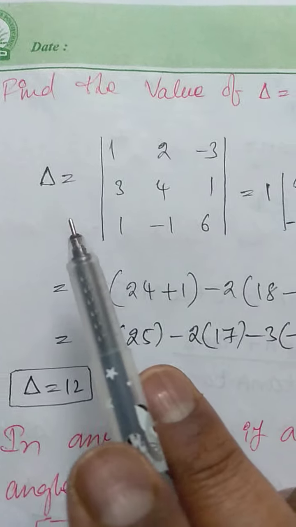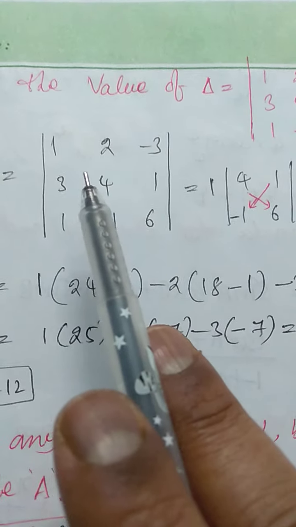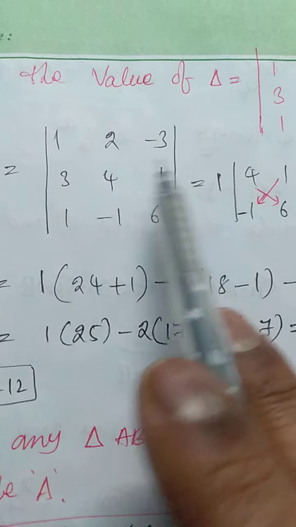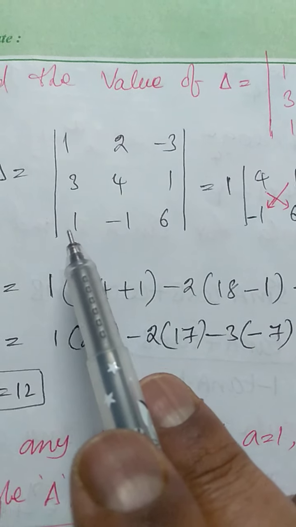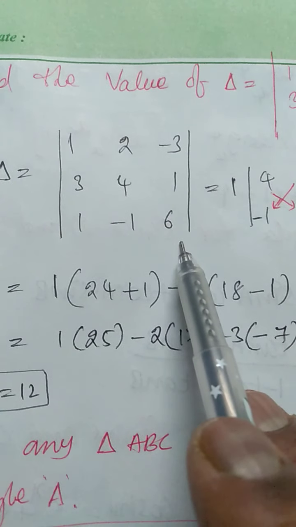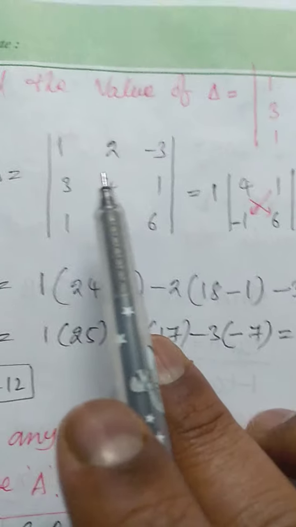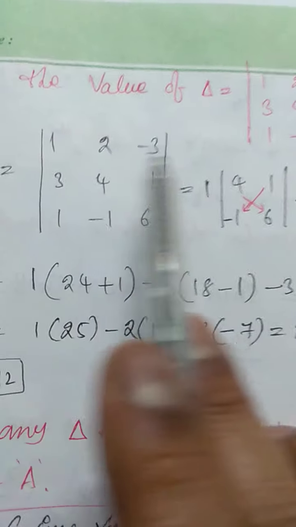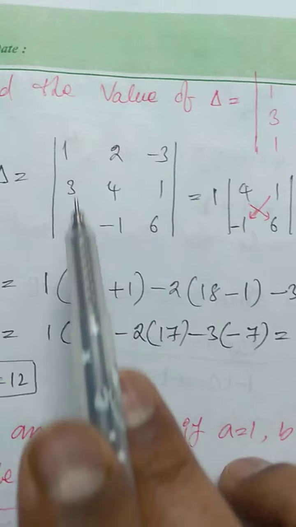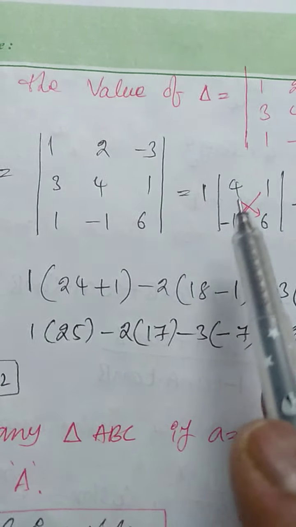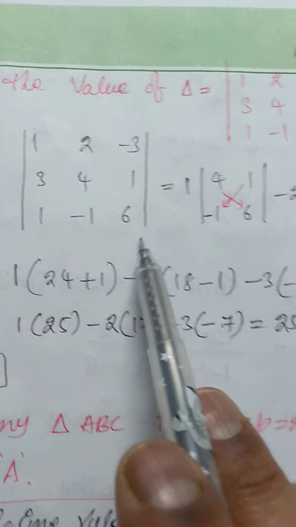This is delta. Delta is equal to the determinant of 1, 2, minus 3, 3, 4, 1, 1, minus 1, 6. We have to find the value of the determinant. First, 1 into the minor of 1, that is deleting its row and column, we get the determinant of 4, 1, minus 1, 6.